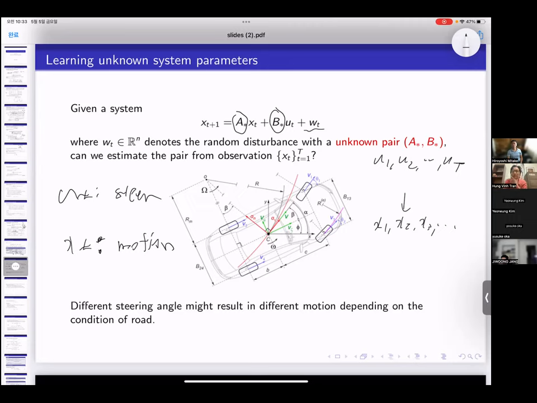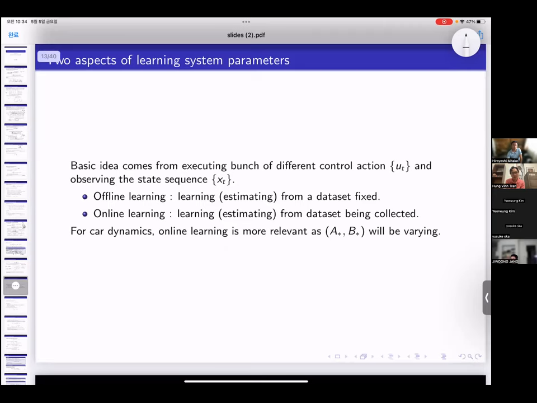Yeah, thank you. So I think determining the coefficients for the kinematics of an autonomous vehicle is a good example of the system identification problem. And this is actually related to the project I've been doing with Samsung these days. So, as Hong pointed out, there are two aspects of learning system parameters.